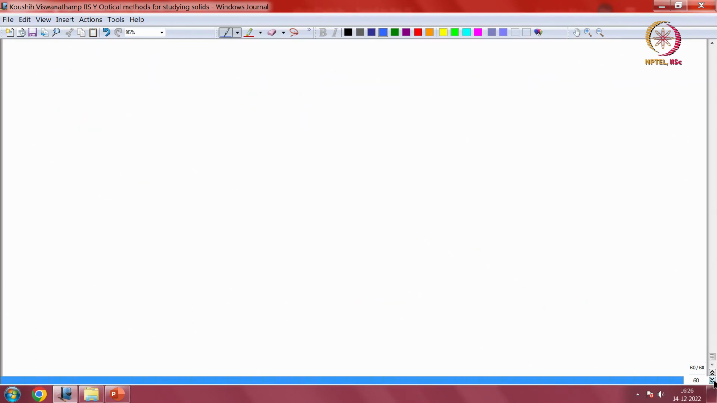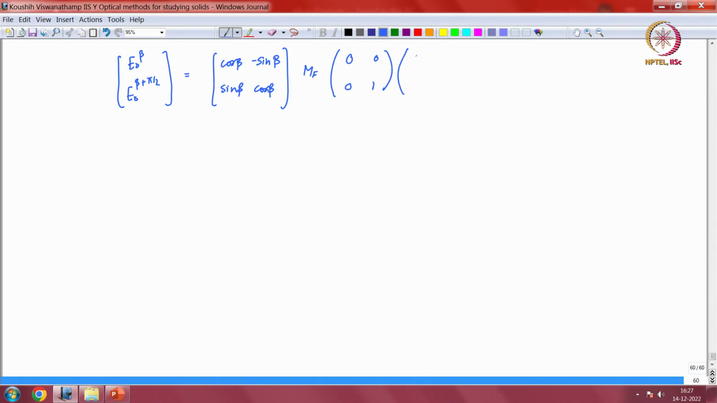So if you do this, you can write down, we will call this beta. So let me call this E out along the beta direction, E out along beta plus pi by 2 direction, that is the perpendicular direction, right. So this has the rotation matrix cos beta minus sin beta and cos beta times Mf that we had before times the polarizer of course, which was 0001 times E_IX E_IY e^(i omega t). Okay, that is the whole chain now.